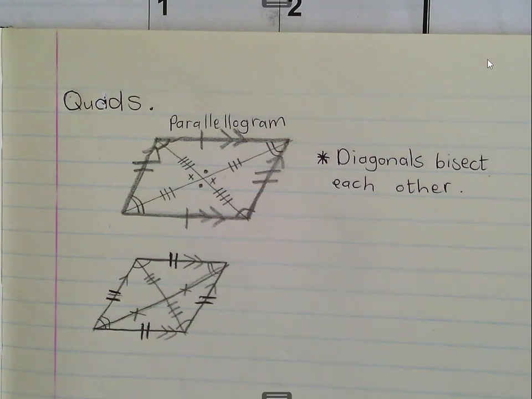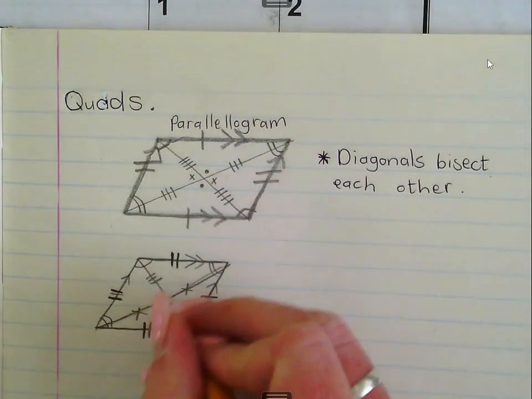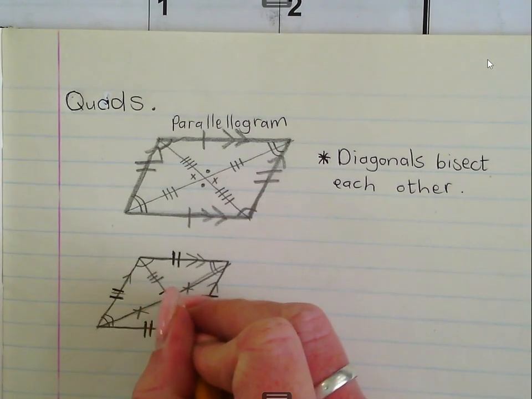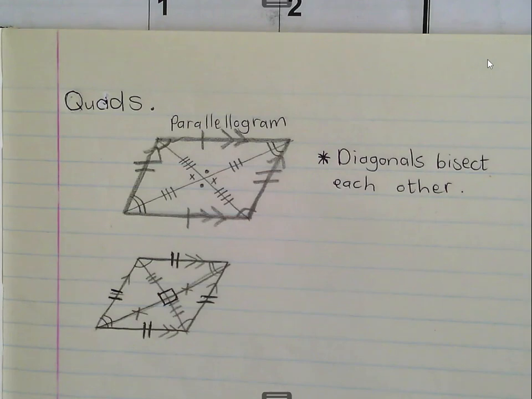But the one that we haven't worked with as much, the difference between a rhombus and a parallelogram, is that the diagonals, they don't just bisect each other, they are also perpendicular.